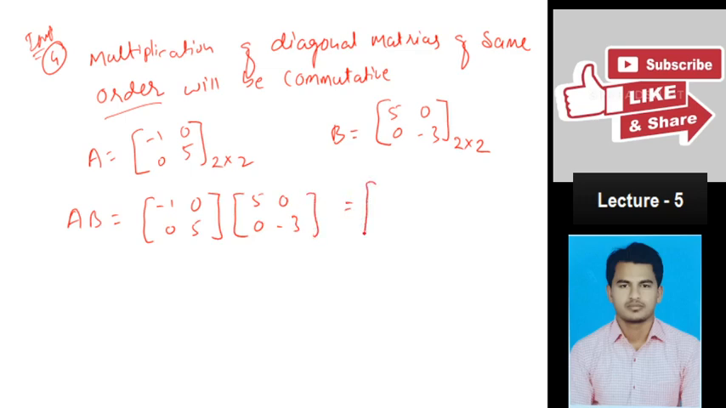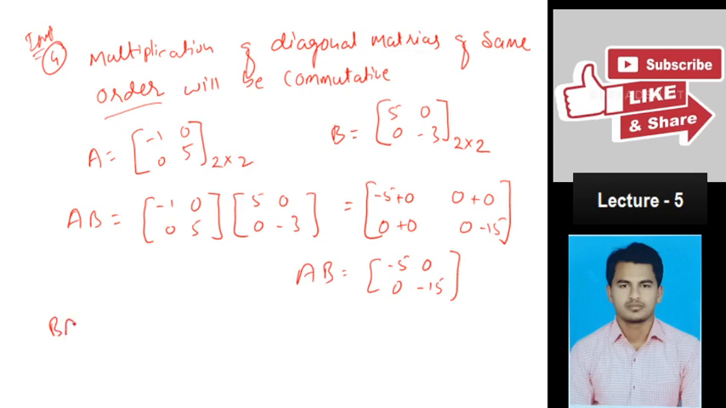Multiplying these, how much? Minus 1 into 5, that is minus 5 plus 0 into 0, 0. Minus 1 into 0, 0 plus minus 3 into 0, 0. 0 into 5, 0 plus 0. Now 0, minus 15. What is the value? Minus 5 0 0 minus 15. This is my AB matrix.